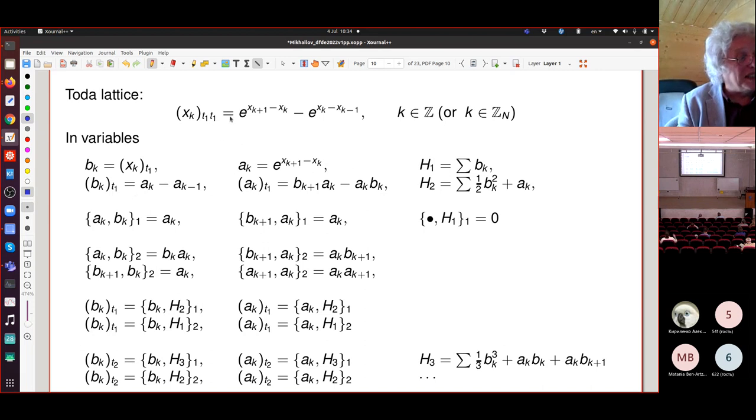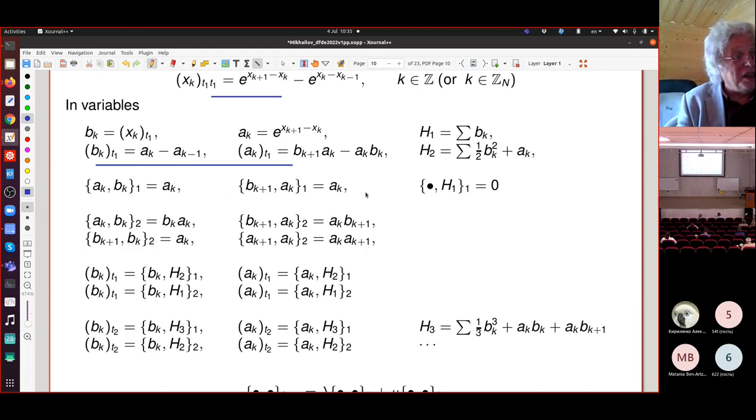So that is exactly the same system, exactly the same system as here, but in polynomial form. And what is known about this system? This system is integrable. It has infinitely many first integrals if k is in Z. If k is Zn, we have finitely many. First integrals are things which go to zero if you differentiate in time. So we have h1, h2, h3, infinitely many first integrals.